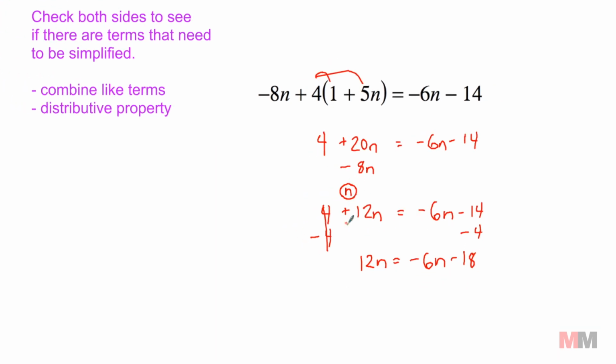You're putting your n's on the left side, so you're going to have to move this by adding 6n to both sides. Now you got 18n equals, this cancels out, negative 18. Last step, divide by 18, and you'll get your answer. n equals negative 1.